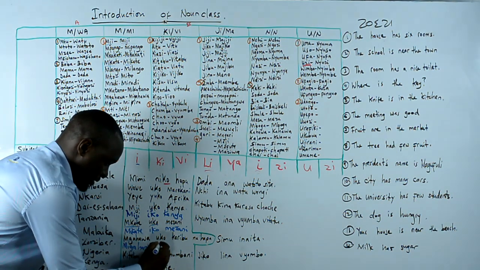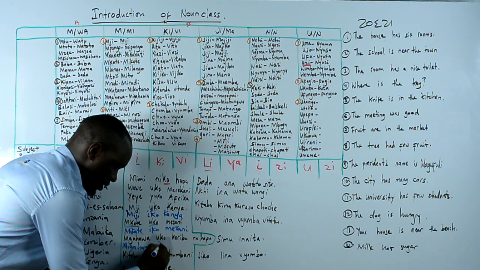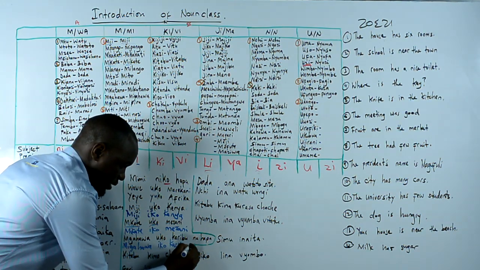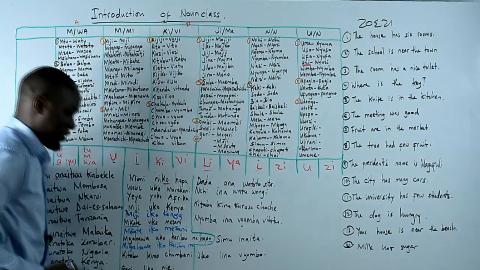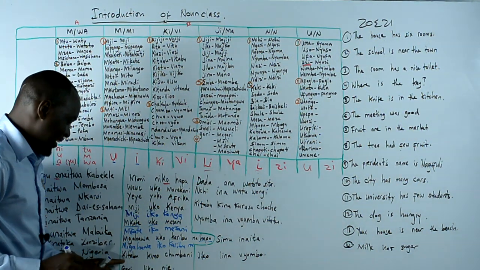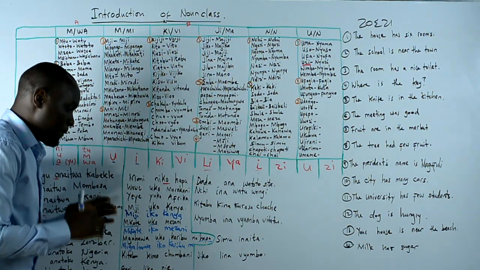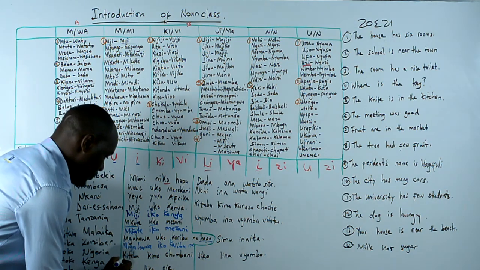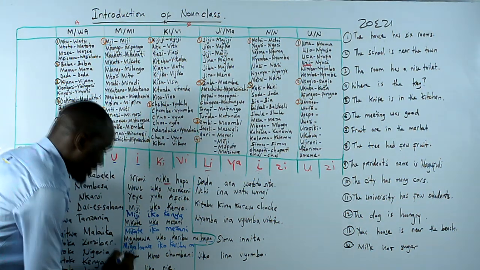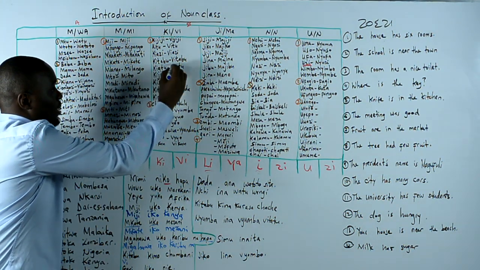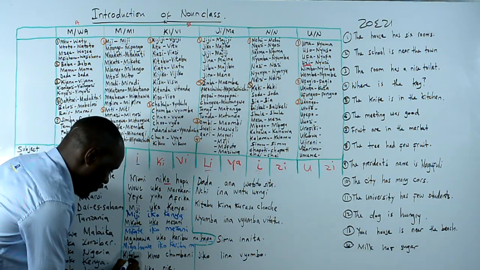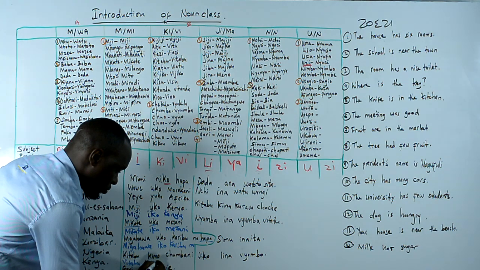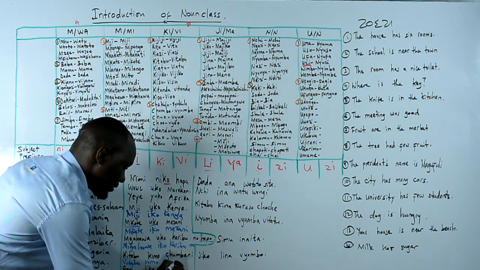Migahawa. Restaurants are located. Iko near, karibu na hapa. See that? And how do you say kitabu kimo chumbani? Books are inside the room. How do you say the books? Vitabu, because kitabu is just one book. Kitabu, many will be vitabu. Vimo chumbani.